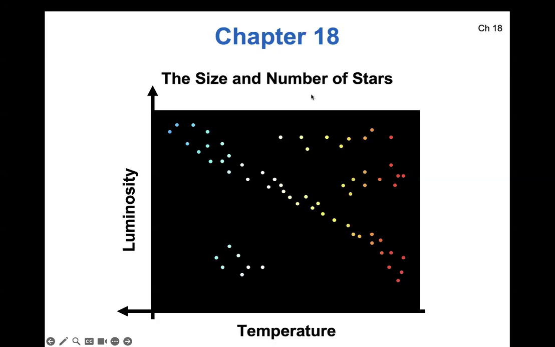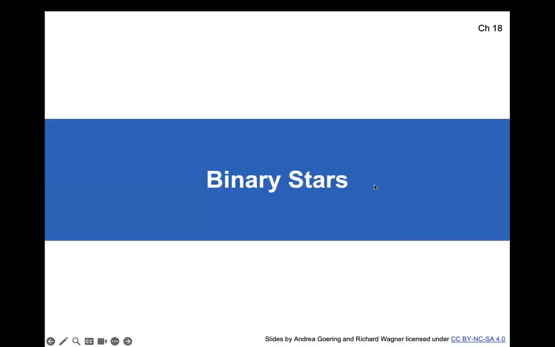So we are beginning chapter 18, talking about stars. We have moved out of the solar system officially, talked about our sun as an example of a star, but now we're going to talk about other stars, the size and number of stars. So what variety should we expect? And of course, we're looking at the HR diagram. We're going to be looking at that a lot.